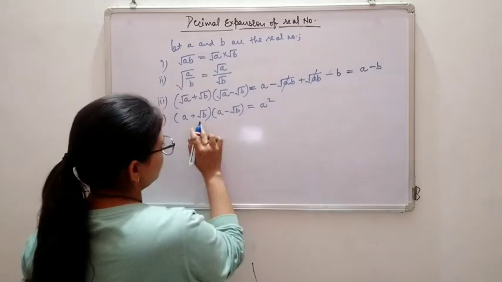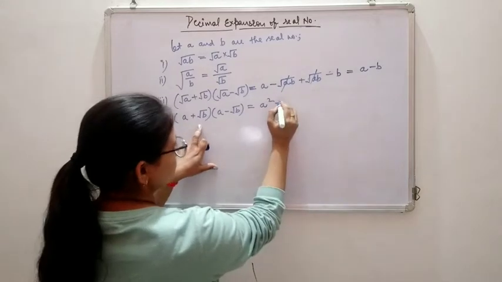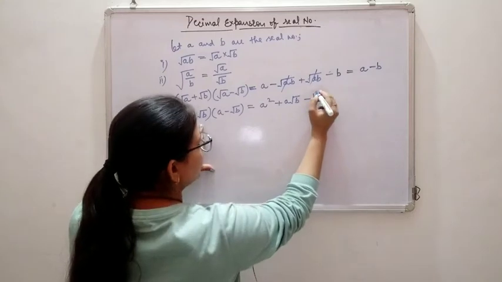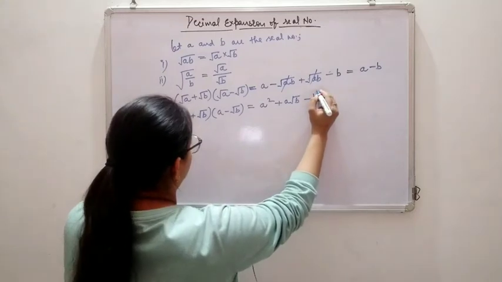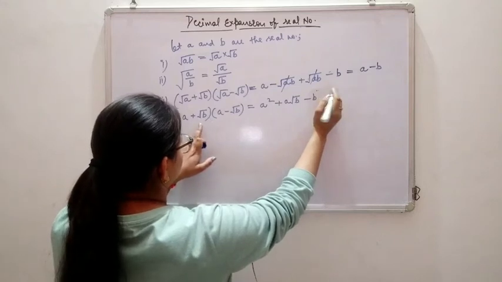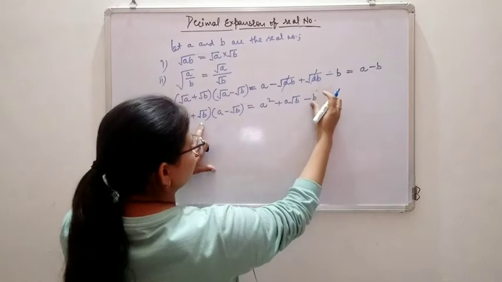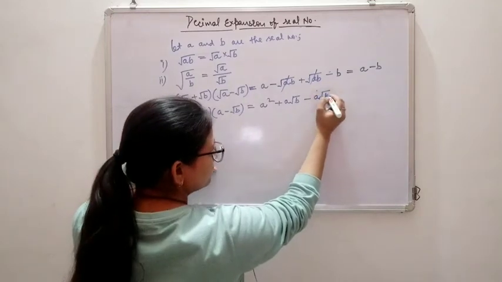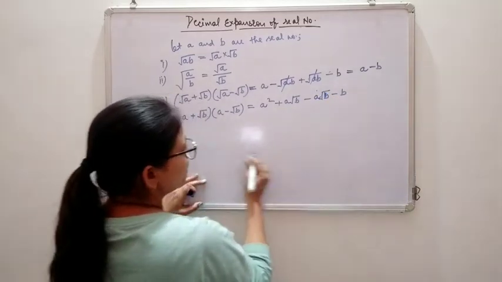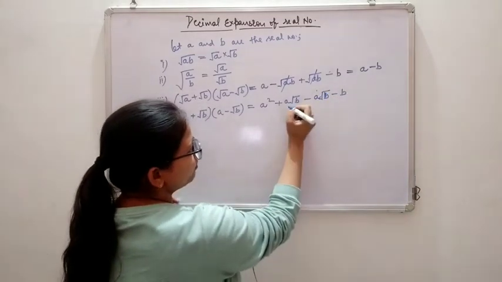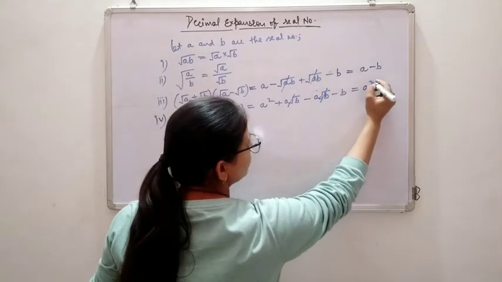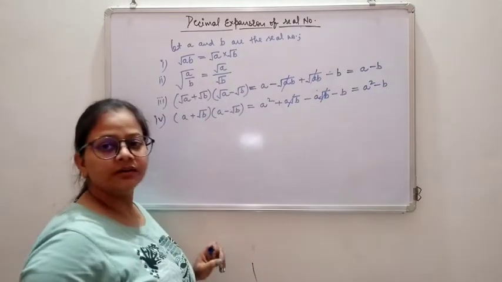A square, plus A root B, and minus, minus A root B, clear, and minus B, clear. So A root B is cancelled by minus A root B, right? So what is the final? A square minus B, clear.